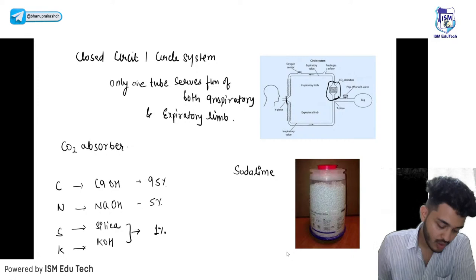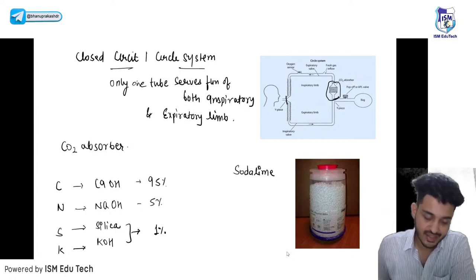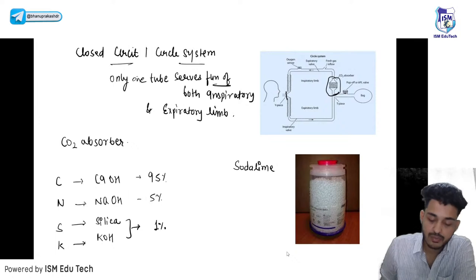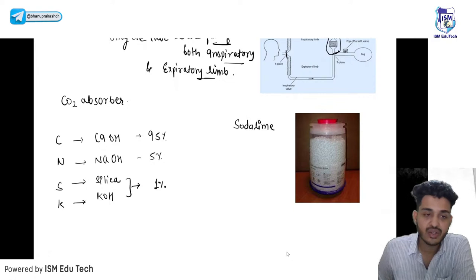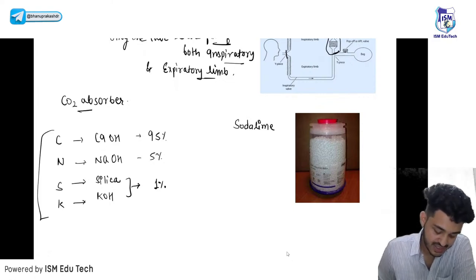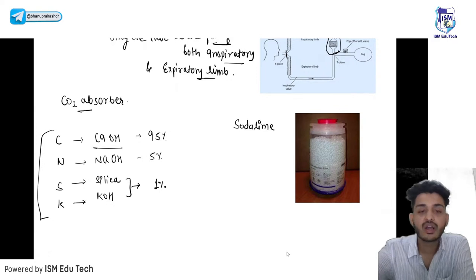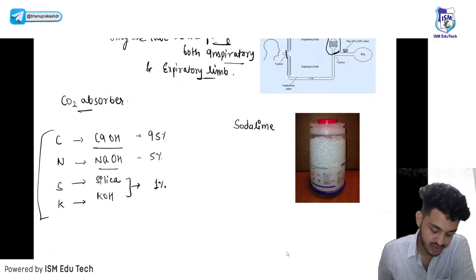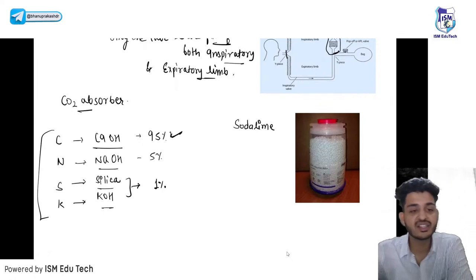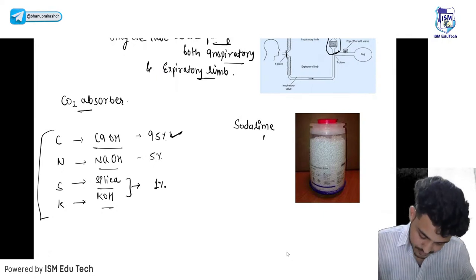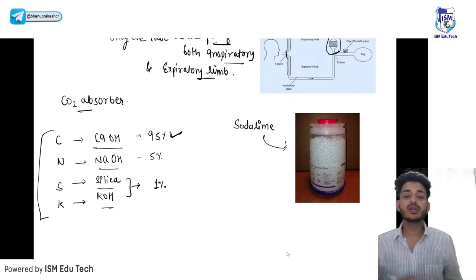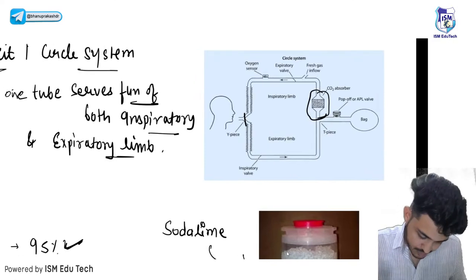Okay, look here, this is a closed circuit or circle system. Only one tube serves functions of both inspiratory and expiratory limb. Okay, what are the things that we are using in the CO2 absorber? These are your CNSK. You can remember like that. C is for calcium hydroxide, N is for sodium hydroxide. We are using silica and potassium hydroxide. Most, in the highest concentration, it is your calcium hydroxide. Okay, this is your soda lime. The function of soda lime will be absorbing the CO2. Okay, kya ho raha hai? Look here, what is happening here?